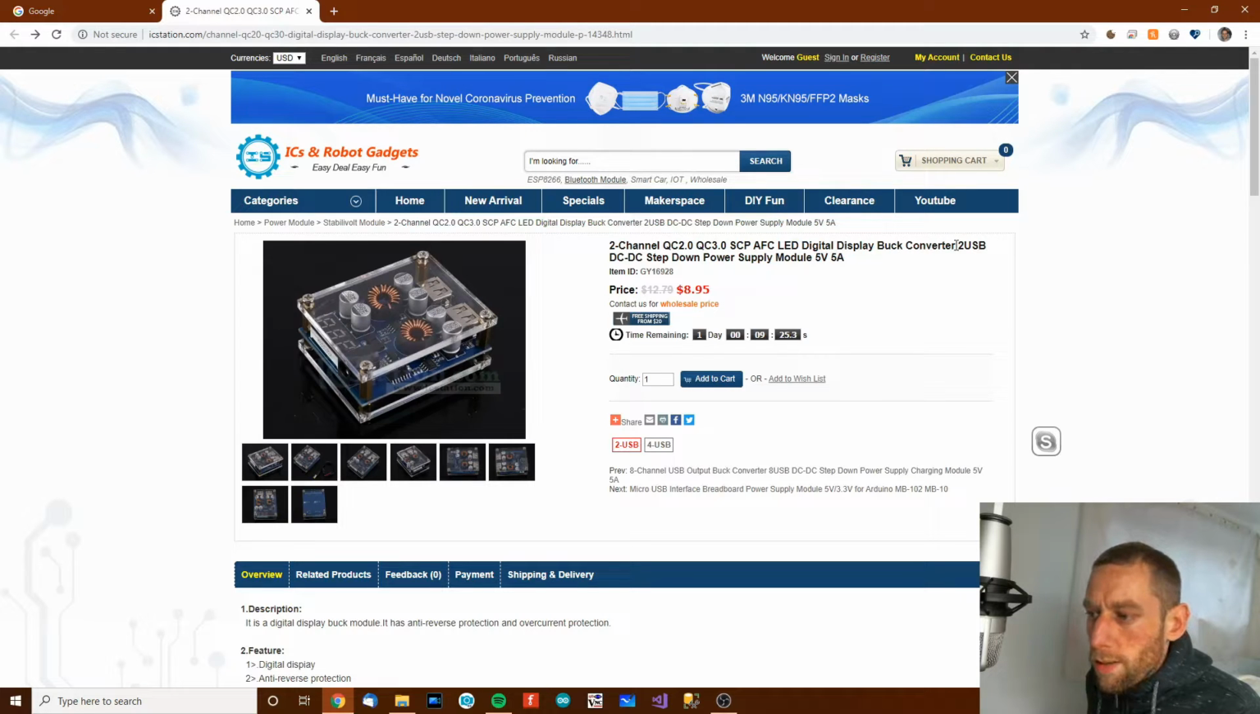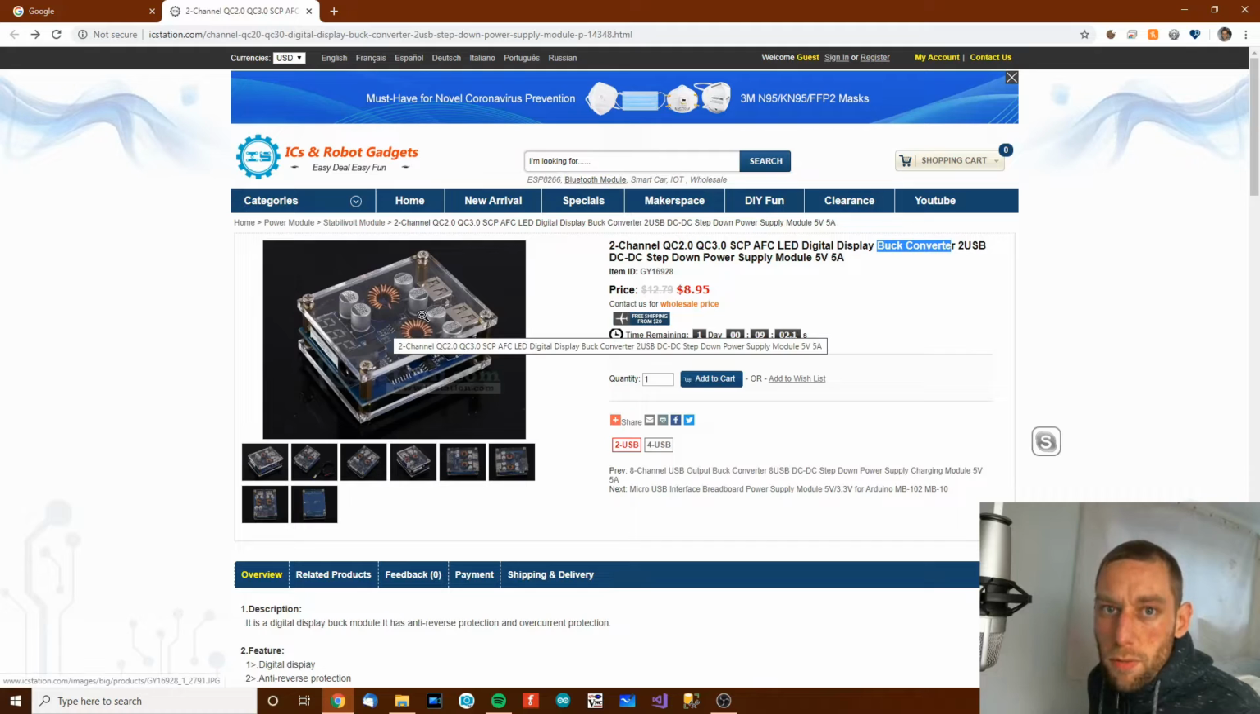Buck converter. So, buck converter is a step-down converter. So presumably you could supply this with 6 volts, 9 volts, 12 volts, the sort of thing. Two USB, DC to DC. Yeah, so it steps down from something to 5 volts, and it lets you draw up to 5 amps. It's got to be up to, hasn't it?